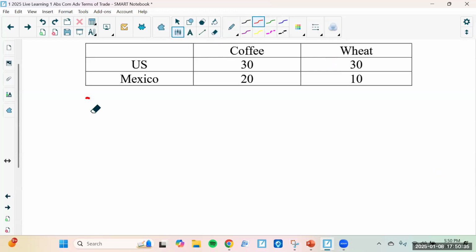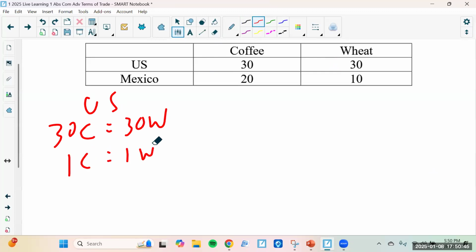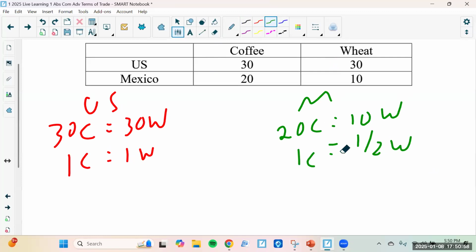All right. So for the US, for every, oh, this one's easy, for every 30 coffee they could have produced 30 wheat. So that means the opportunity cost of one coffee is one wheat. For Mexico, for every 20 coffee, you get 10 wheat. So what's the opportunity cost of one coffee? Divide each side by 20, it's a half of a wheat. If we go the other way, for every one wheat, it's going to be two coffee.